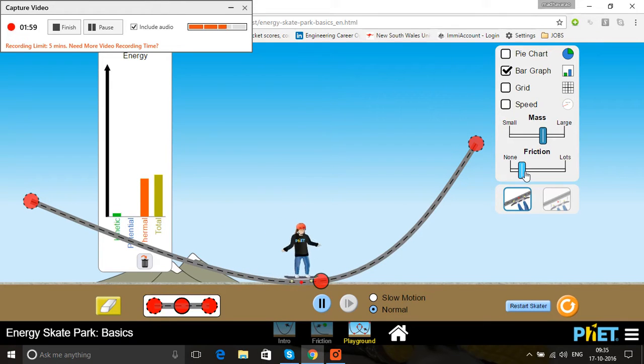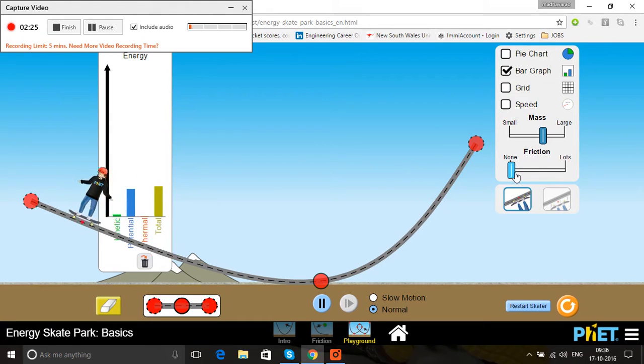So let's look at why. Let's remove friction for the time being. Now you can see the only two forms of energy are kinetic and potential. In this particular case, believe it or not, he never comes to rest because there is no loss of energy. He keeps on moving until the end of time.